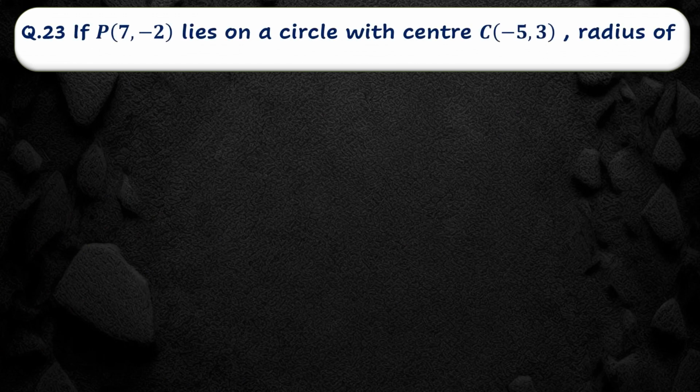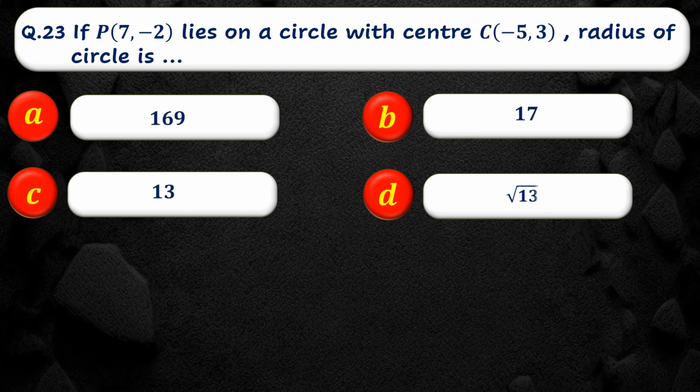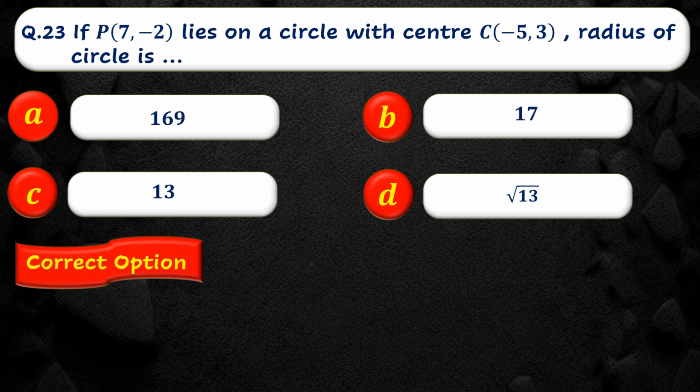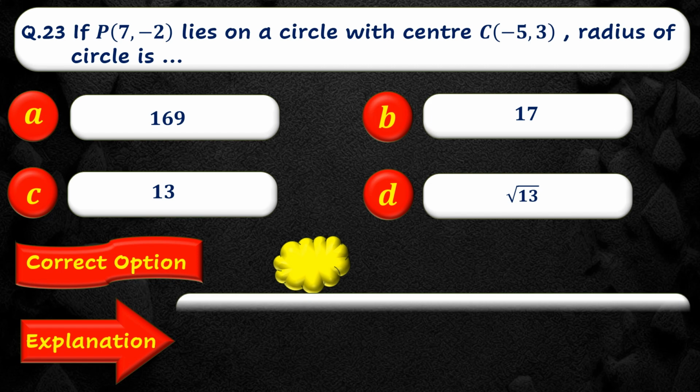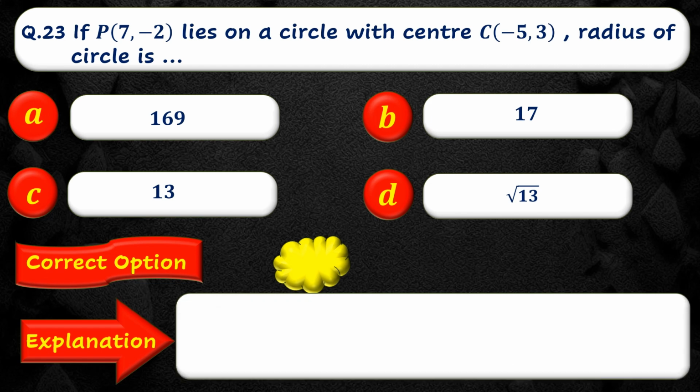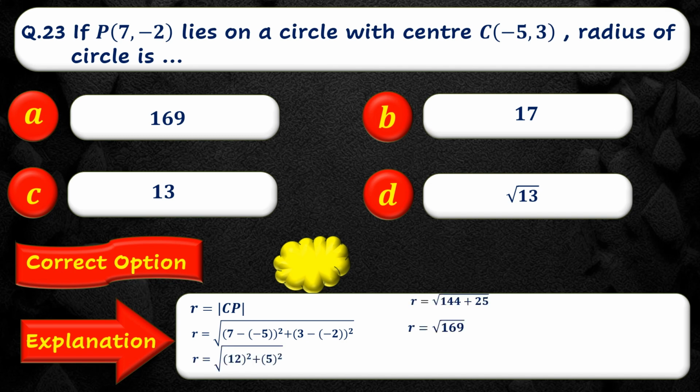Question number 23. If the point (7, −2) lies on a circle with center C(−5, 3), then the radius of the circle is, and the options are. Let's check out which one is the correct option. As we know, the distance between the center and a point on the circle is equal to the radius of the circle. Therefore, we apply the distance between two points formula and get the radius of the circle to be 13. Therefore, the correct option is option C.